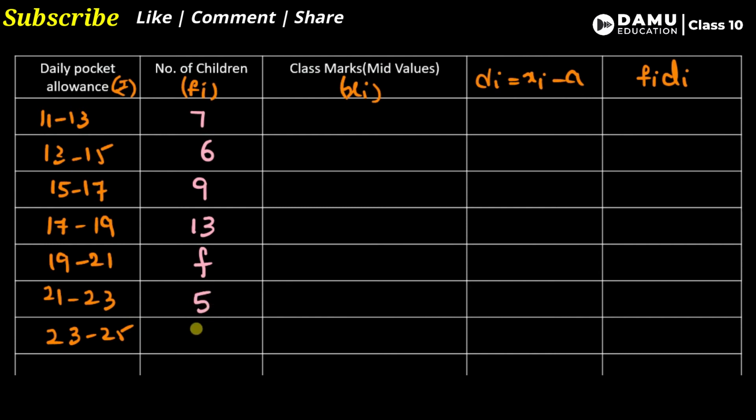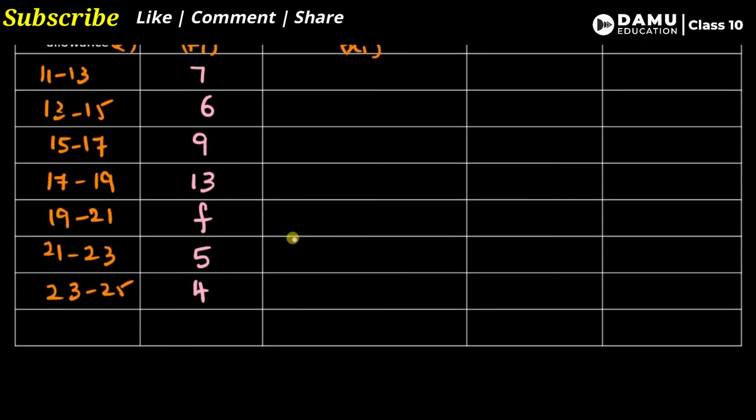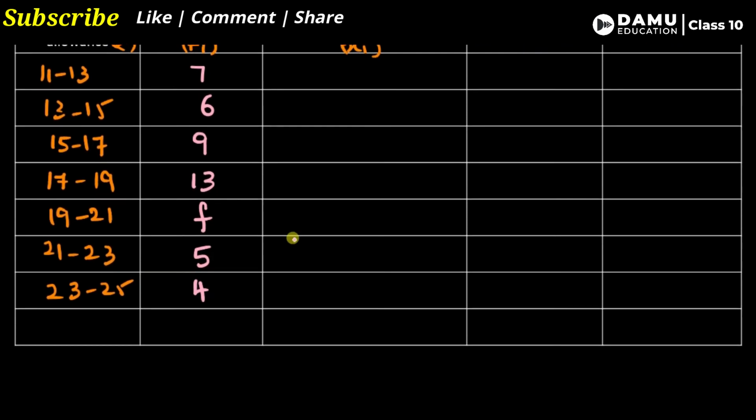Then 4. So what is the summation of Fi? If you add all these values, summation of Fi is nothing but the sum of all the values. So 4 plus 5 is 9. 9 plus 13 will be 22. 22 plus 9 will be 31. 31 plus 13 is 44 plus F. So this is 44 plus F.